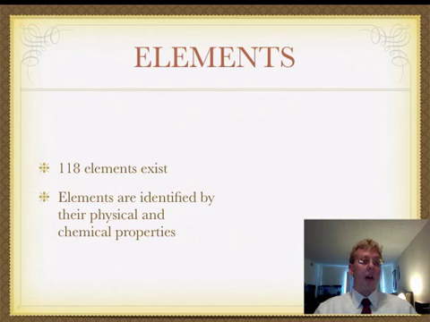Scientists know of 118 elements that currently exist. 92 of these elements are naturally occurring, with the rest being formed by man. Elements can be identified by their physical and chemical properties, and each element has a unique set of physical and chemical properties. So for example, the cream soda can here is made up of aluminum.